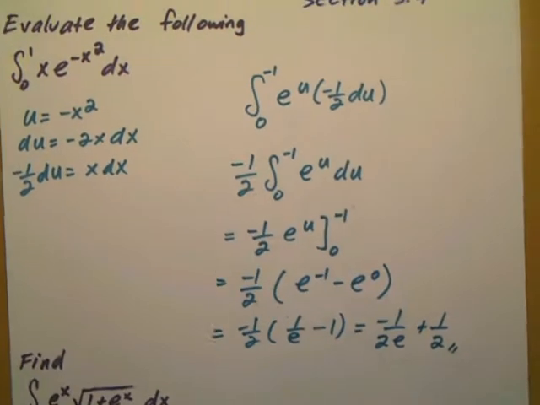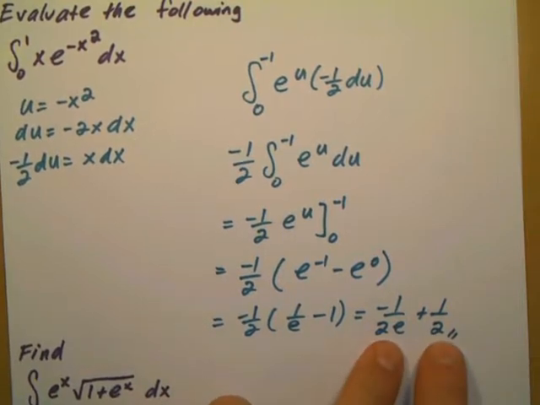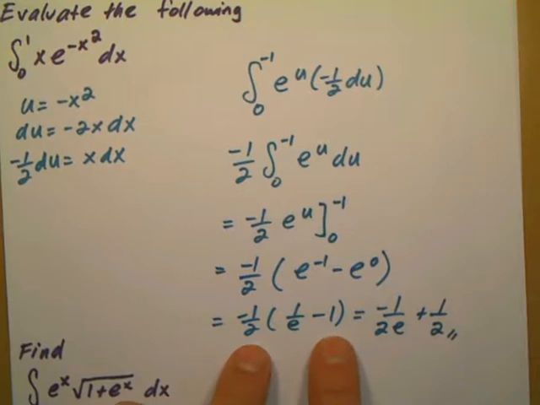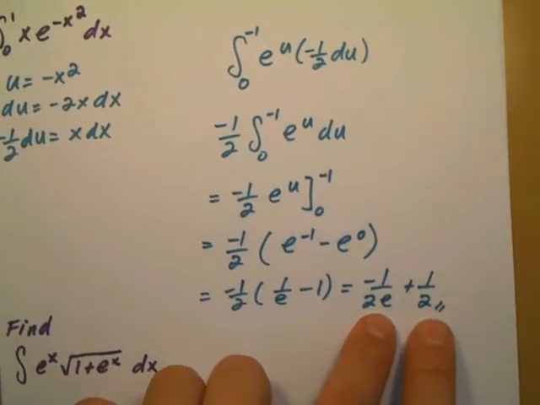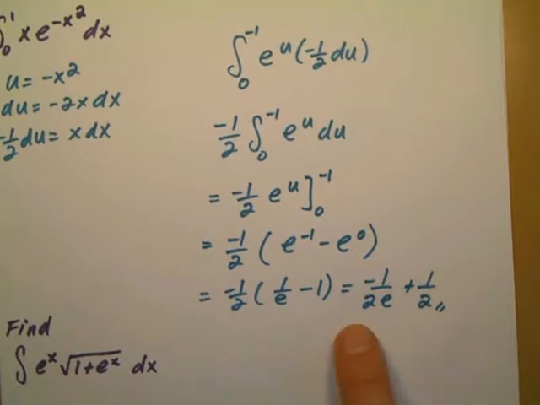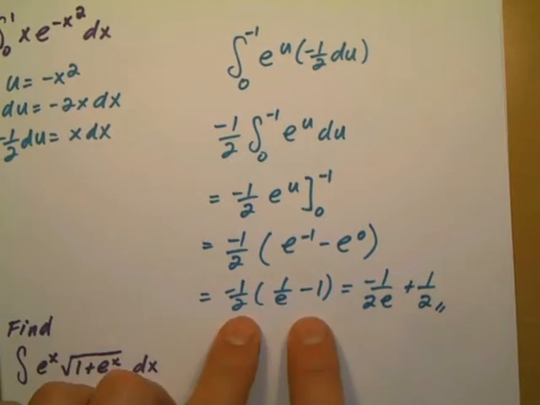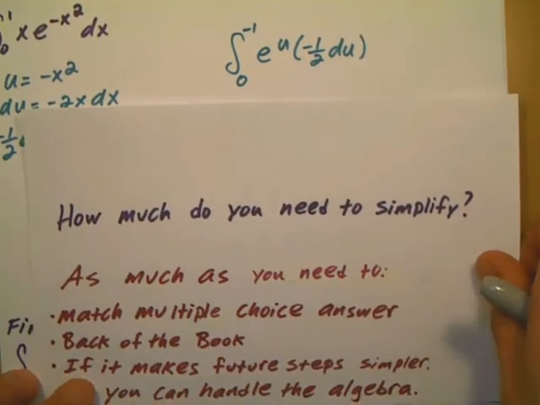Now, depending on what the answer is, if it's multiple choice on a test, it could be that you have to simplify this far. If it's free response, you might be able to just leave it like this. If it's in the back of the book, you might have to find common denominators between these two. So how much you simplify, again, is up to how far you have to simplify. So this could be acceptable. This also would have been acceptable under certain circumstances, like if it was free response. But like I said, how much do you simplify? Just as much as you need to.